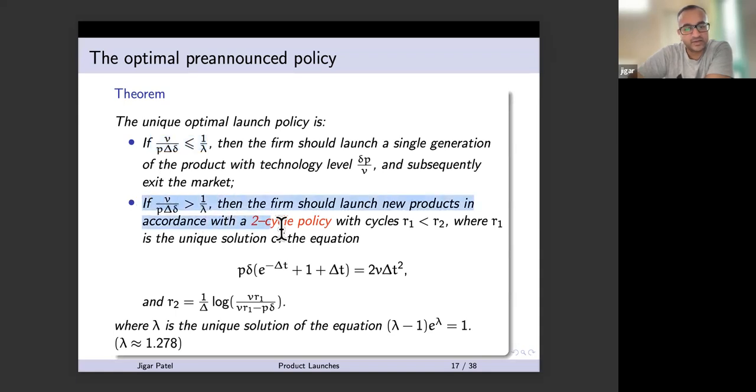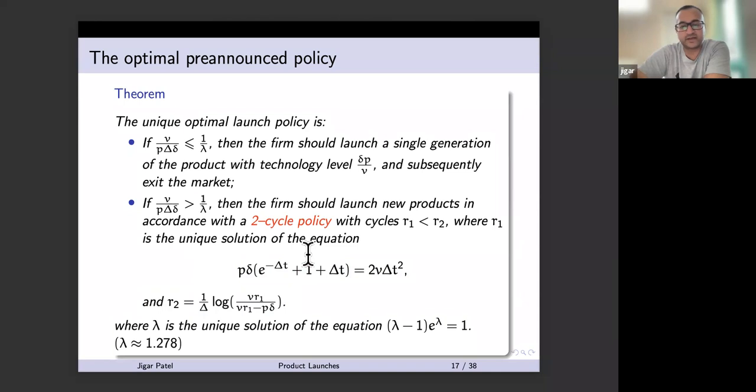But the major practical parameter setting is such that, and I'm simply saying practical because I came across a paper that did work on this and said most of the time, for all practical purposes, this is how the firm will operate. This is how the real world will happen. It says the firm should launch new products in accordance with a 2-cycle policy, with cycles R1 less than R2, where R1 is the unique solution of something, R2 is the unique solution of something, and these are easily figure-outable, so to speak. What is this 2-cycle policy?